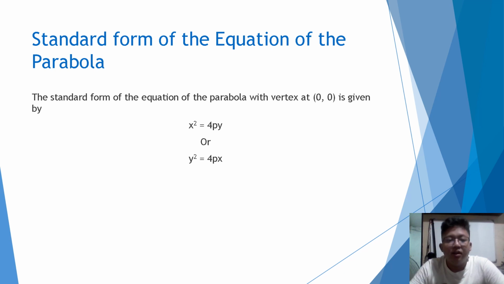For the standard form, we have x squared and y squared. If x is squared, then y has a single exponent, a single degree only. And vice versa, if y squared is the one with the exponent 2, then x should have one only. Here, 4P is the measurement of your latus rectum, and P is the distance from the vertex to your focus.